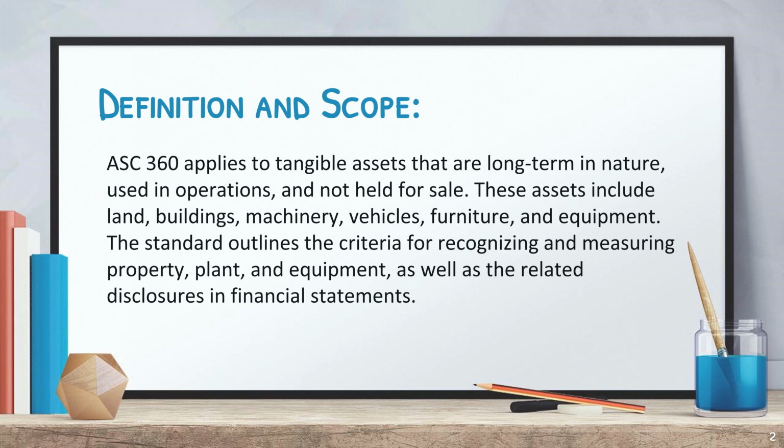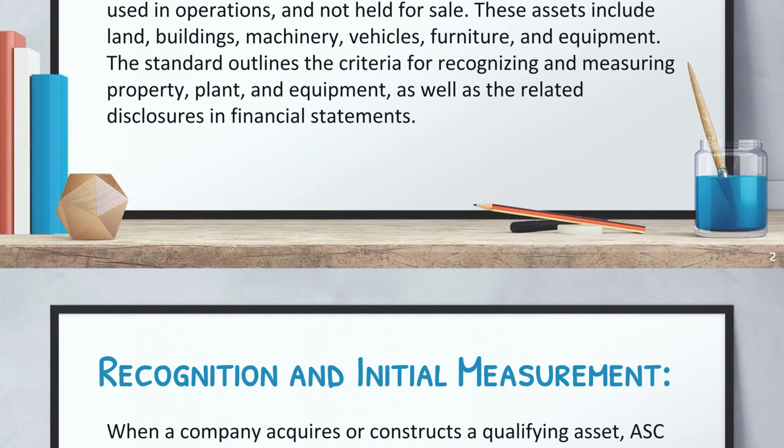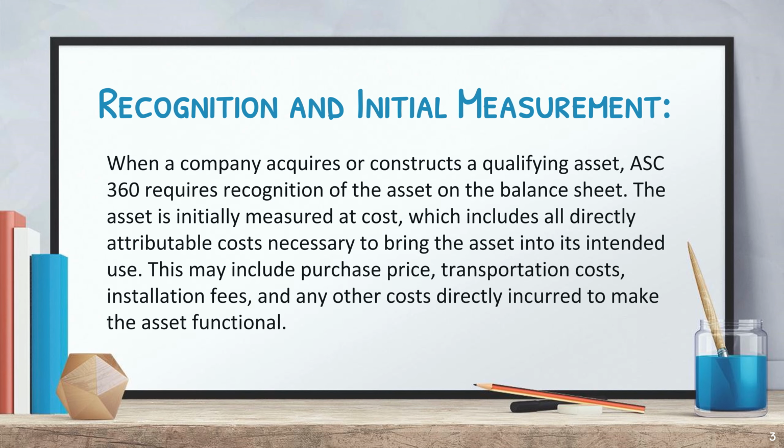ASC 360 applies to tangible assets that are long-term in nature, used in operations, and not held for sale. These assets include land, buildings, machinery, vehicles, furniture, and equipment. The standard outlines the criteria for recognizing and measuring property, plant, and equipment, as well as the related disclosures in financial statements.